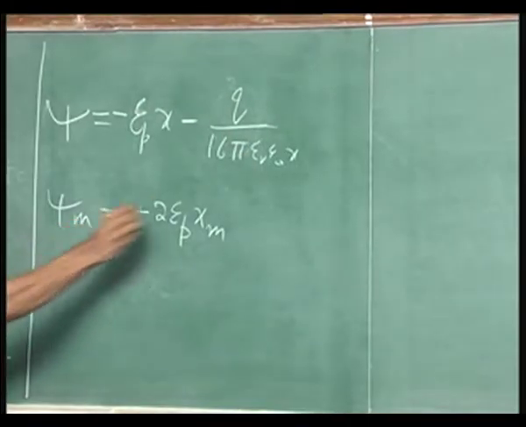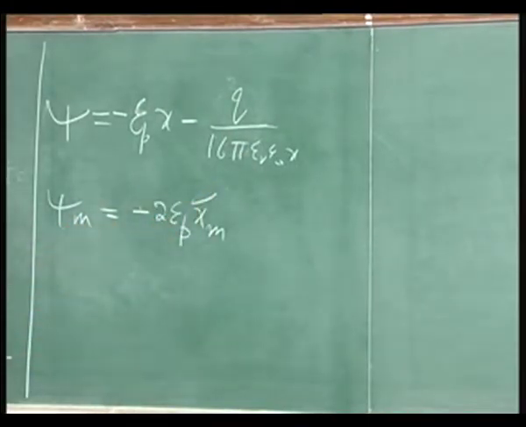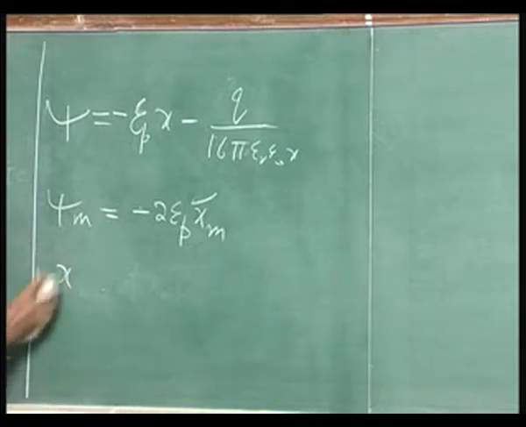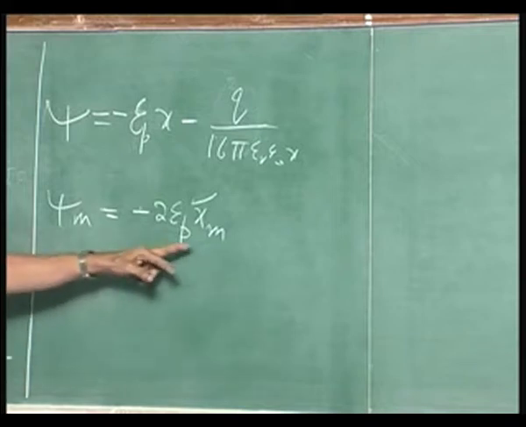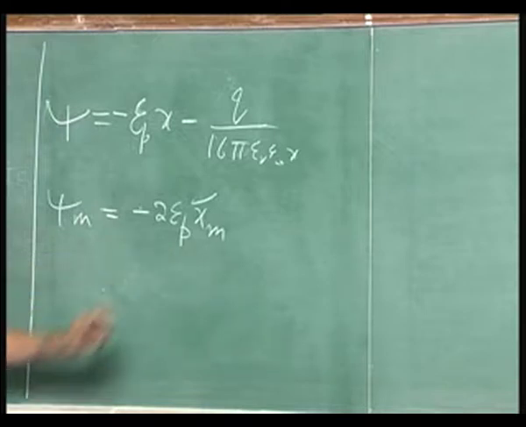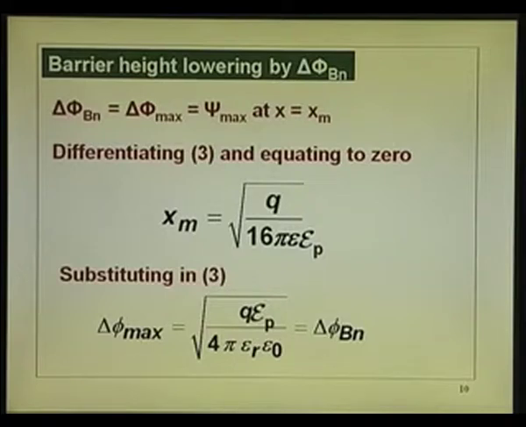So, substitute for this quantity from the expression for x m. Let me not write that down, because you already have it. All that I am doing is substituting for this x m, which we determined by differentiating, as this quantity. So, substitute in that equation psi m is equal to twice E peak into x m.